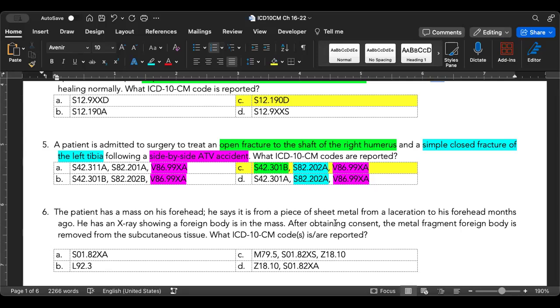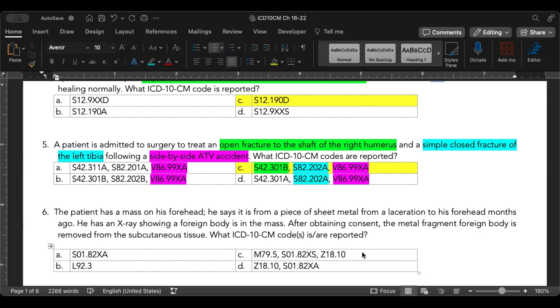Any questions on number 5? Your external causes can get tricky. When we're talking about fractures, remember that we're looking at the correct anatomic location, the correct type of fracture, and then the correct encounter.